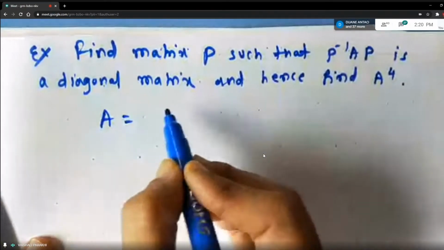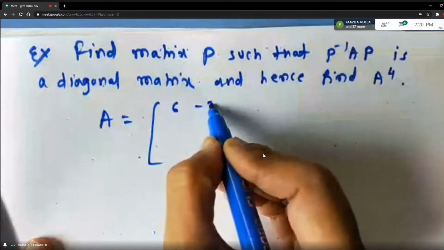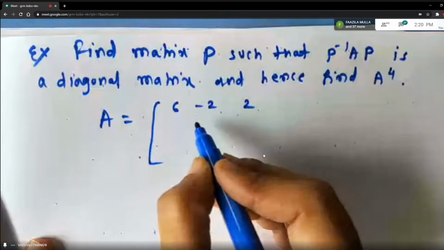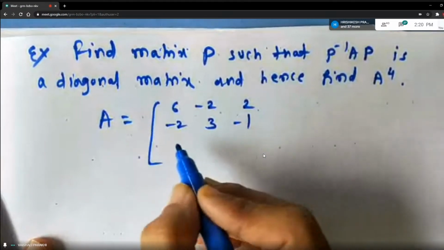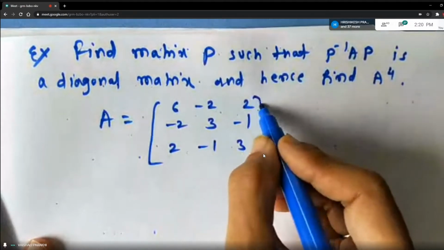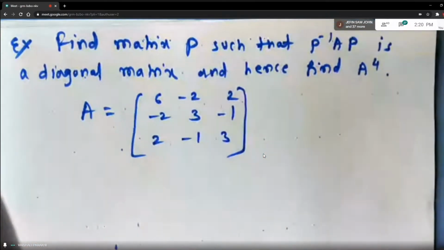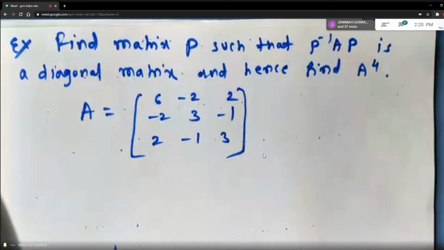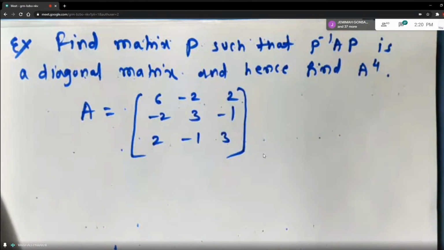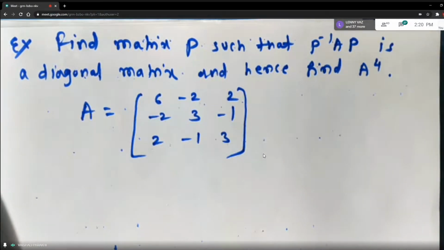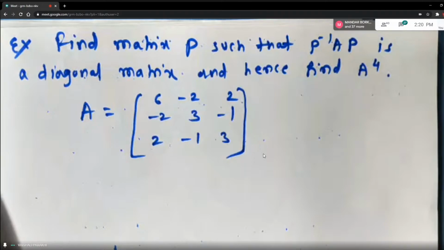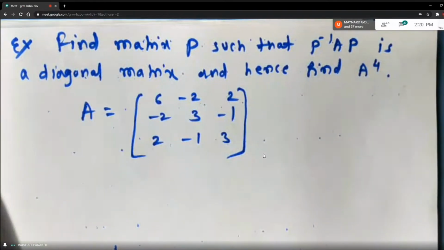And the matrix given A is like this: 6, minus 2, 2, minus 2, 3, minus 1, 2, minus 1, 3. So see the question carefully, students. Find matrix P such that P inverse A into P is a diagonal matrix and hence find A raised to 4. And the matrix is 6, minus 2, 2, minus 2, 3, minus 1, and 2, minus 1, 3.